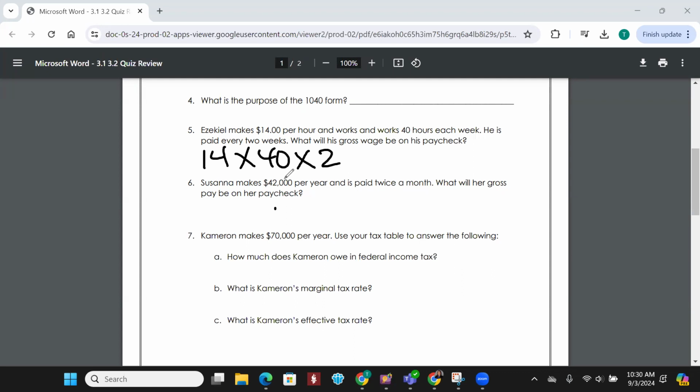14 times 40 times 2, and that's going to be 1,120. Okay. Susanna makes $42,000 per year, but is paid twice a month. What will her gross pay be on her paycheck?